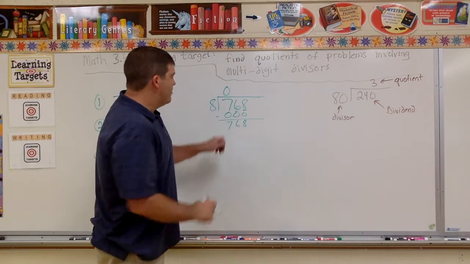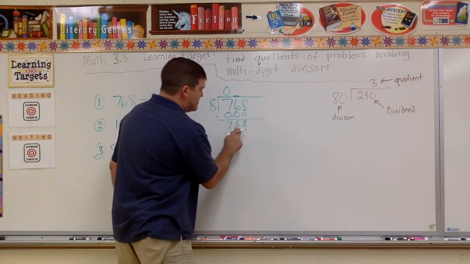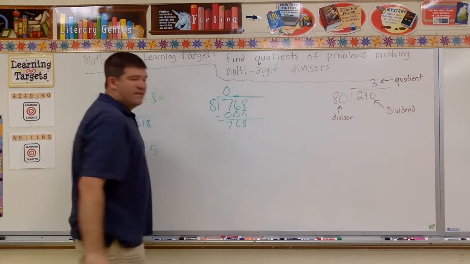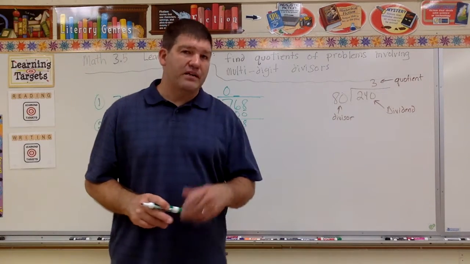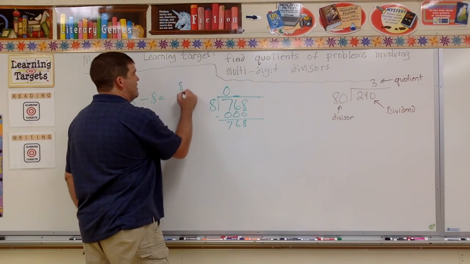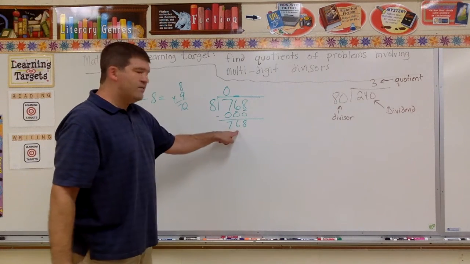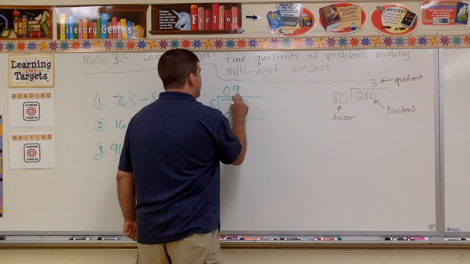Now, I'm going to the next place value, this one, right here, which is 76. How many times does 8 go into 76? Let's see. Here's where you got to do some guess and check, and you got to know your facts. 8 goes into 76. I know 8 times 9 is 72. 72, does that fit into 76? It does. So, I put my 9 there.